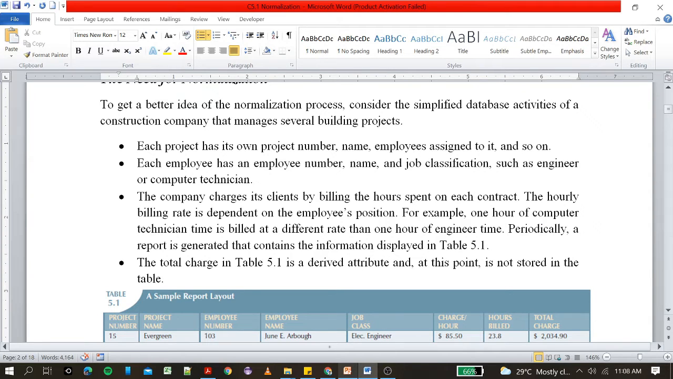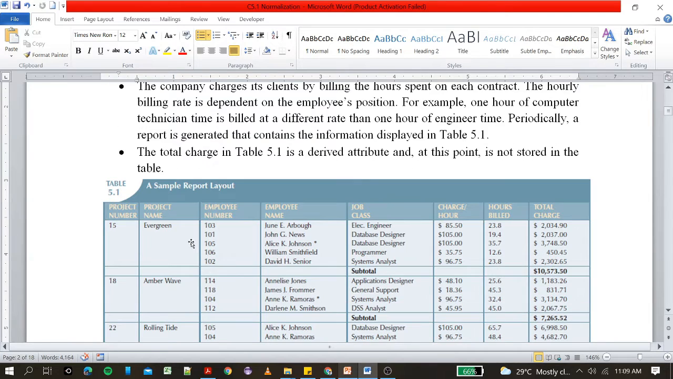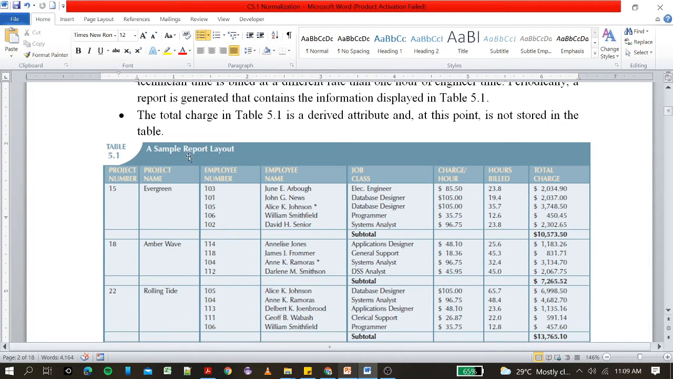So, periodically, a report is generated that contains the information displayed in table 5.1. So, based on the rules that were provided here, so merong yearly na report na generate. So, at ito yung naka-display dito sa ating table 5.1. Okay, so we have here the attributes of our possible attributes of our table.